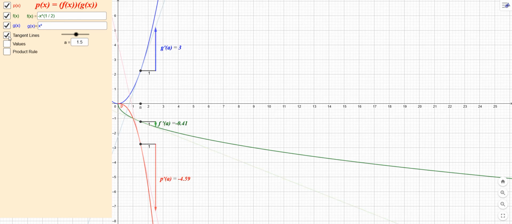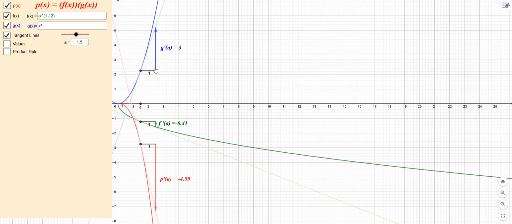So I can click on this check mark here to see the tangent lines at this particular a. At this particular a value, you can see the tangent lines to the function g here, the function f here, and the function p here. And of course, the slopes of those tangent lines are the vertical changes, these vertical vectors here, here, and here that you get when you go to the right one. And it's how much the graph of the tangent line goes up or down when you go to the right one. That's what the derivative is. So these are the derivatives you can see visually here.